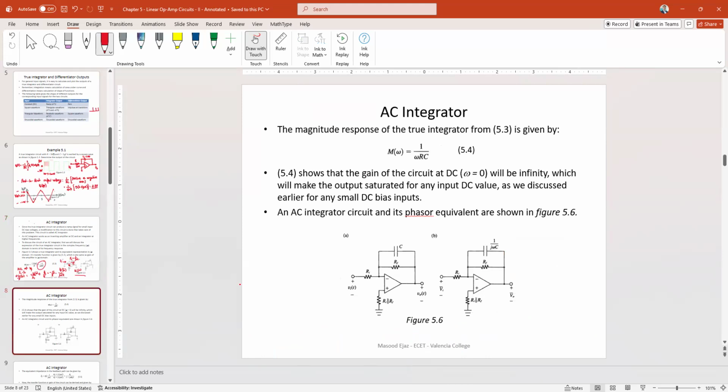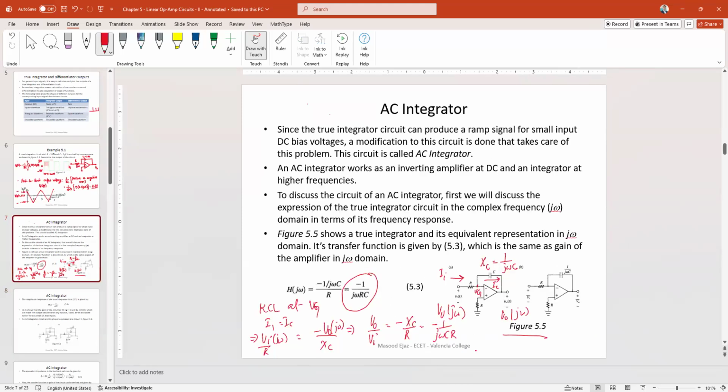Since it's a complex quantity, it has a magnitude and a phase. And we know that the magnitude of this is simply going to be 1 over omega CR. And what is going to be the phase? We take j in the numerator, it becomes negative j, so negative j times the negative sign becomes positive. So we can write this as j over omega CR. Therefore, the phase of this is simply 90 degrees, which is j.